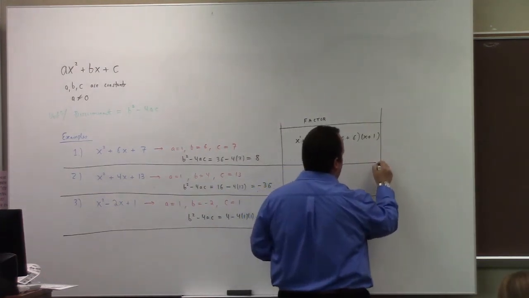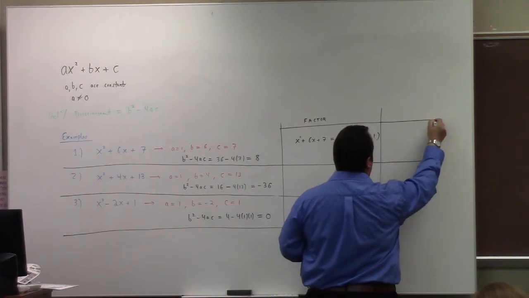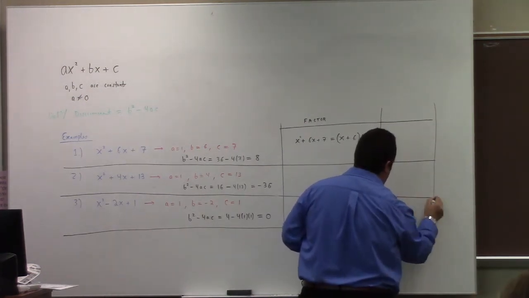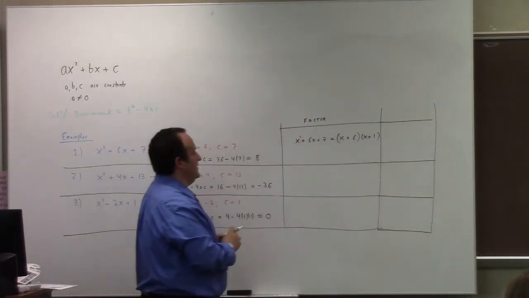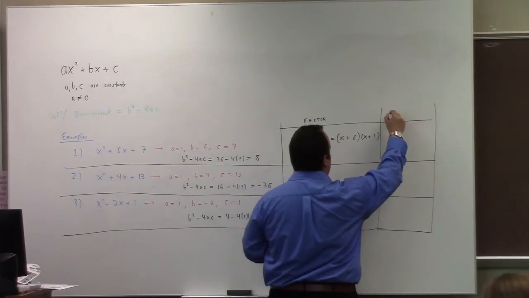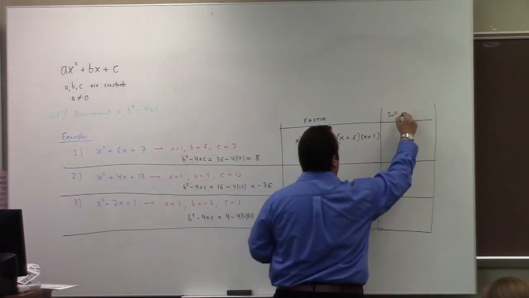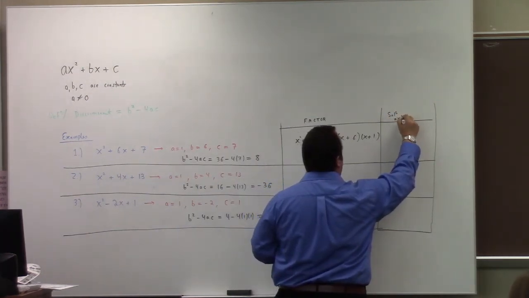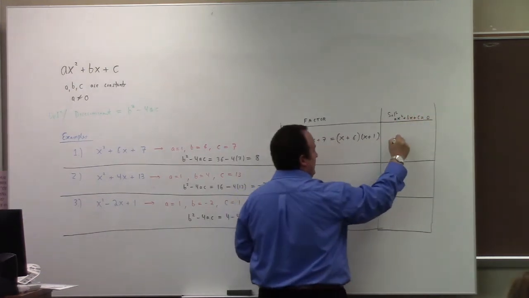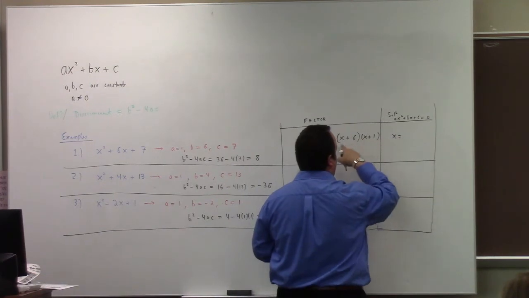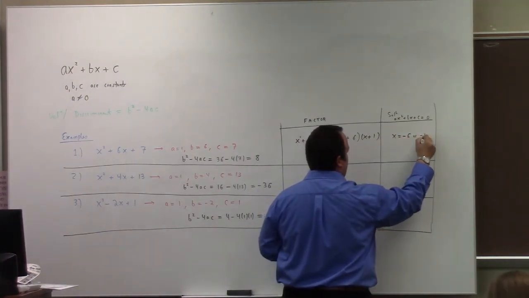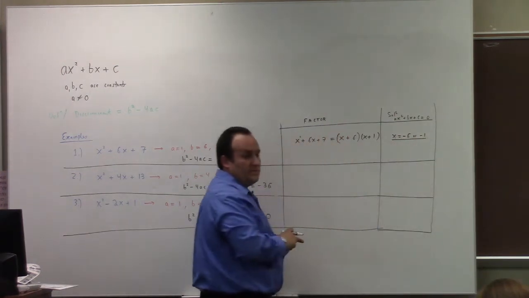Did you guys talk about how to graph quadratic equations in intermediate algebra or not? You did? Okay. So there's the factor, right? So what's the solution of ax squared plus bx plus c equals 0? We have x equals what? Minus 6 or minus 1, right? For this one.